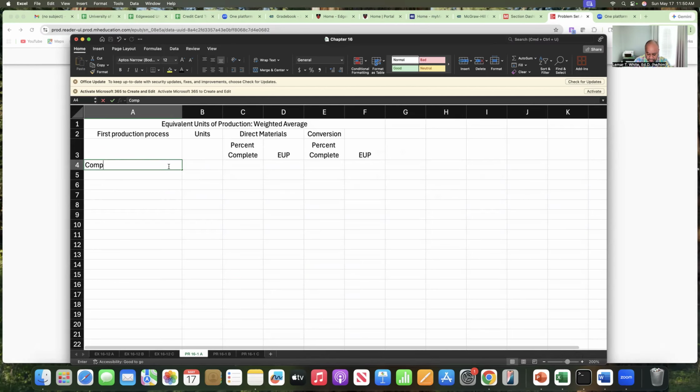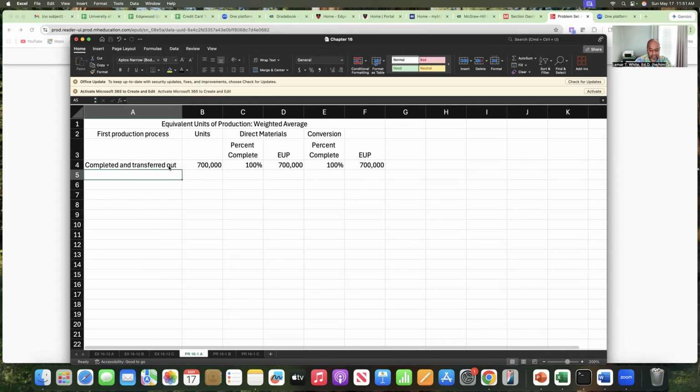So let's start with our completed and transferred out. If I look at the question, it tells me units completed and transferred out, 700,000. All right. So for direct materials, it's going to be 100%. So my equivalent units of production would be 700,000. For my conversion cost, because these have been completed, it's also going to be 100%. So my equivalent units of production will be 700,000.